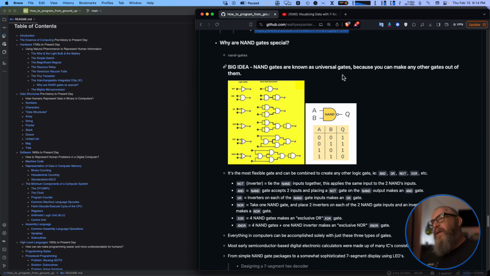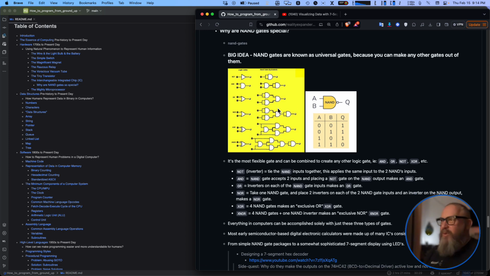So why are NAND gates so special? The big idea is NAND gates are known as universal gates. NOR gates are also universal, but let's just talk about NAND. NAND gates are universal gates, so you can make other gates out of them. You could just buy in bulk 10,000 chips of NAND gates, and you can build anything, instead of having to buy 65 of these and 23 of those, or 14 of those. If you buy the whole bulk, you can get discounts. So that's why they wanted to have a universal gate.